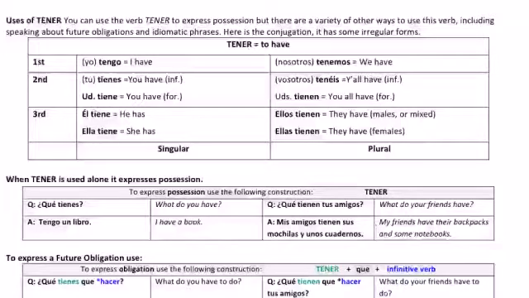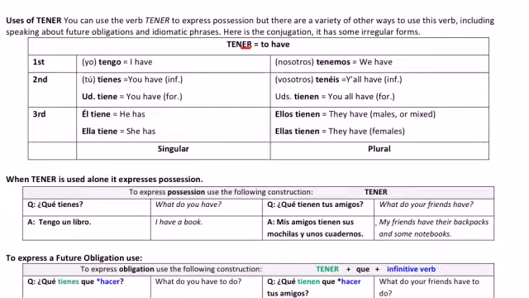Up until this point, we've learned about verbs like ser, when we use ¿cómo eres?, and estar, like ¿cómo estás?, and those two are also irregular verbs. Additionally, the verb tener is an irregular verb. It ends in er.